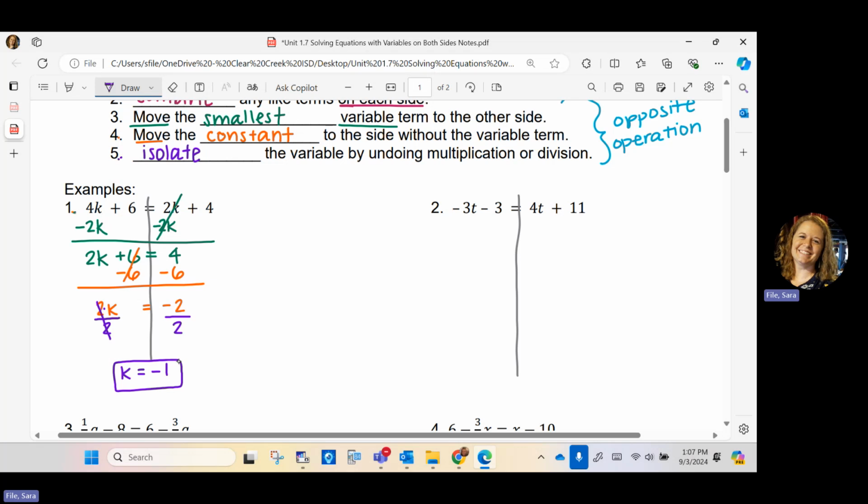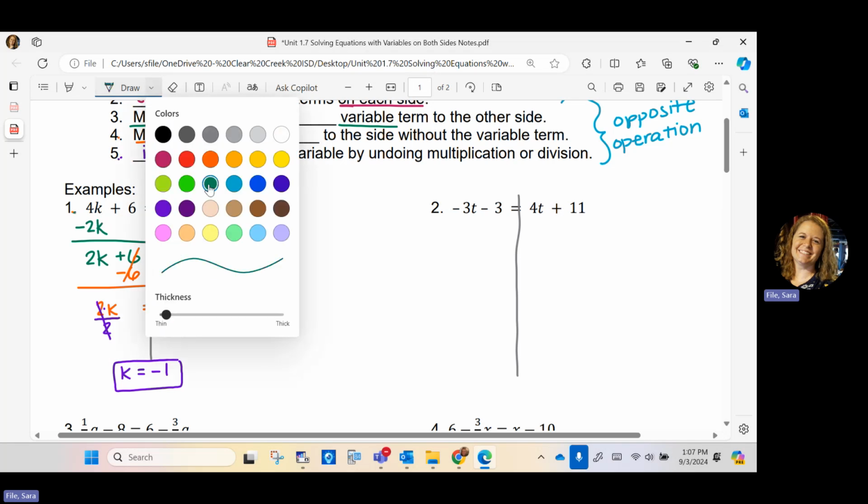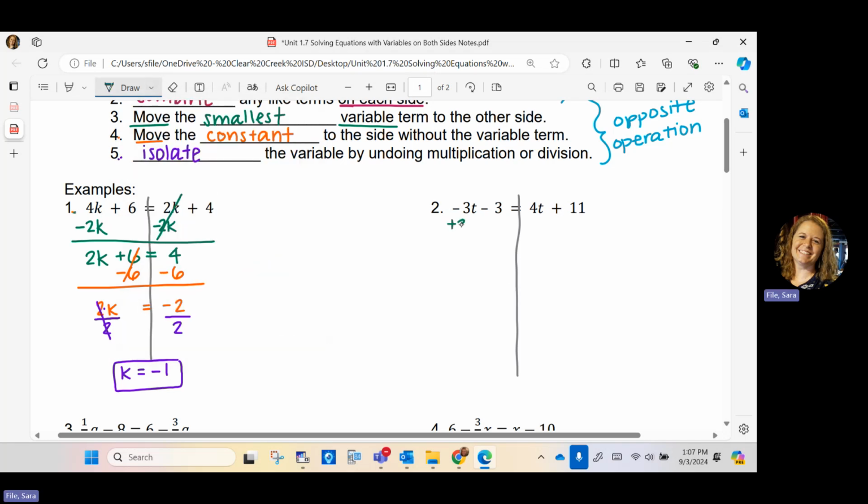Okay, let's try one more basic. Okay, we've got a t term and a constant, nothing to combine, no parentheses. So I'm ready to jump into moving. Negative 3t is smaller than 4t. Okay, the more negative, that means the smaller it is. So I'm going to add 3t to both sides.